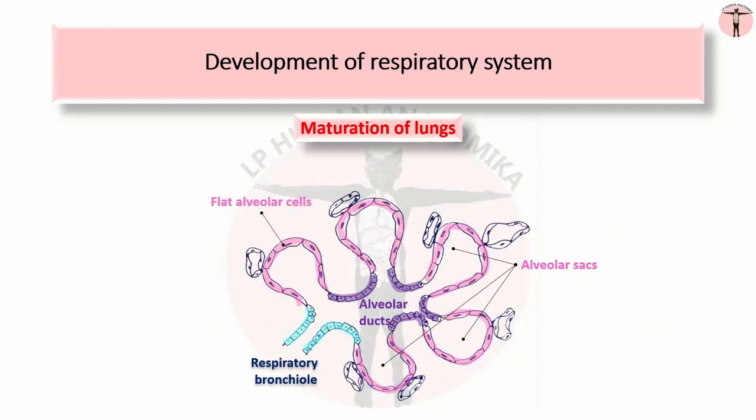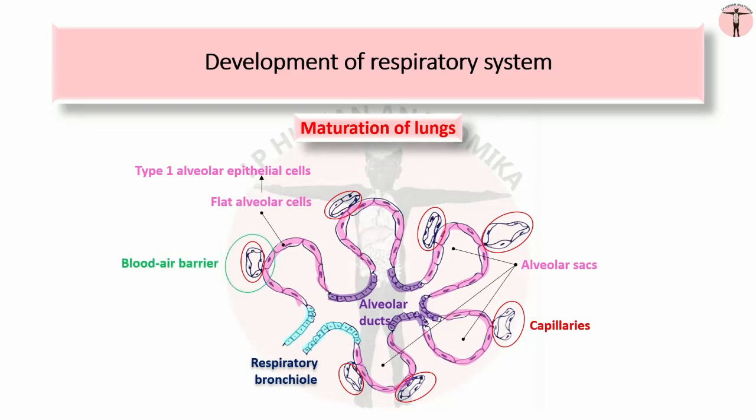The flat alveolar cells lining the sacs become thinner and are known as type 1 alveolar epithelial cells. With the thinning of the epithelial cells, the surrounding capillaries protrude into the alveolar sacs. This intimate contact between the epithelial and endothelial cells makes up the blood-air barrier. Mature alveoli are not present before birth.